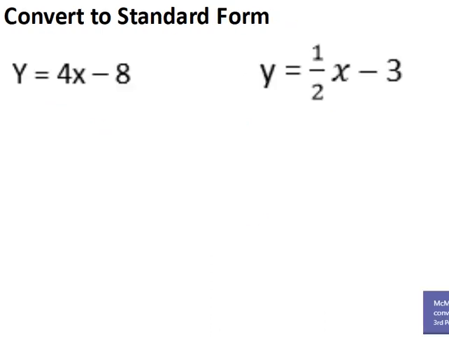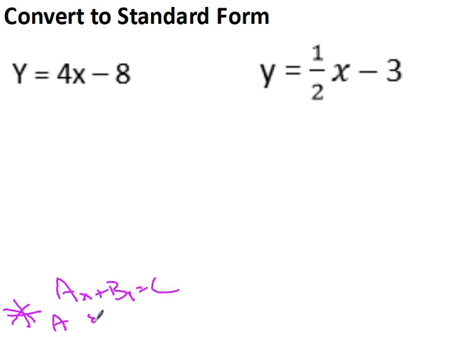Okay. Now, we're also sometimes going to convert to standard form. When we convert to standard form, there are a couple of rules we have to follow. We know standard form is ax plus by equals c. But for standard form, a and b cannot be fractions. That's the big one. A and b cannot be fractions. So that might create a little bit of extra work for us.